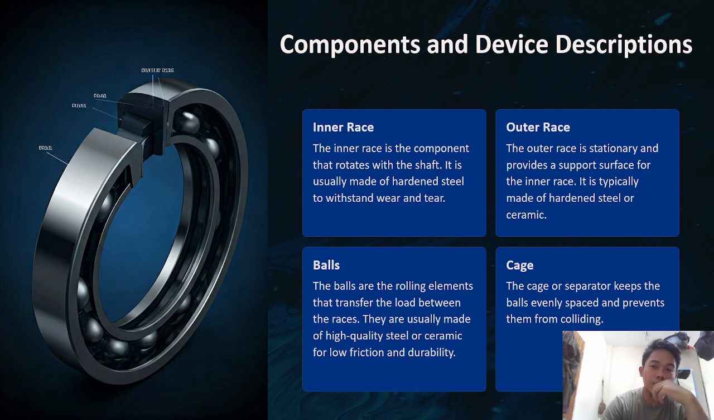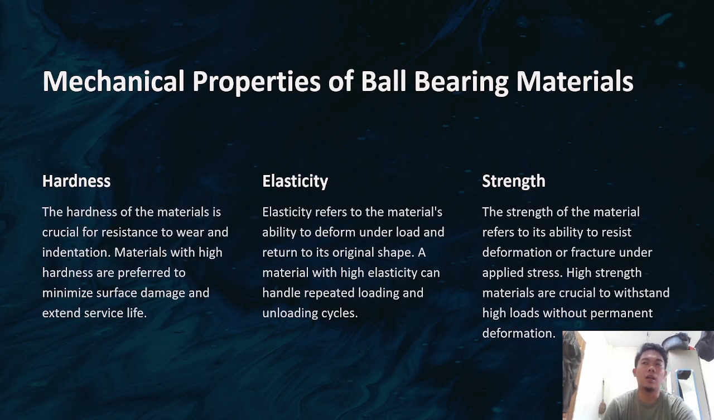So ayun, yun yung mga part and components and description of a ball bearing. So let's move on to the mechanical properties of ball bearing. So itong part na to is ito sa mga properties ng ball bearings. So let's tackle first these mechanical properties. So we have the mechanical properties: the hardness, elasticity, and strength.